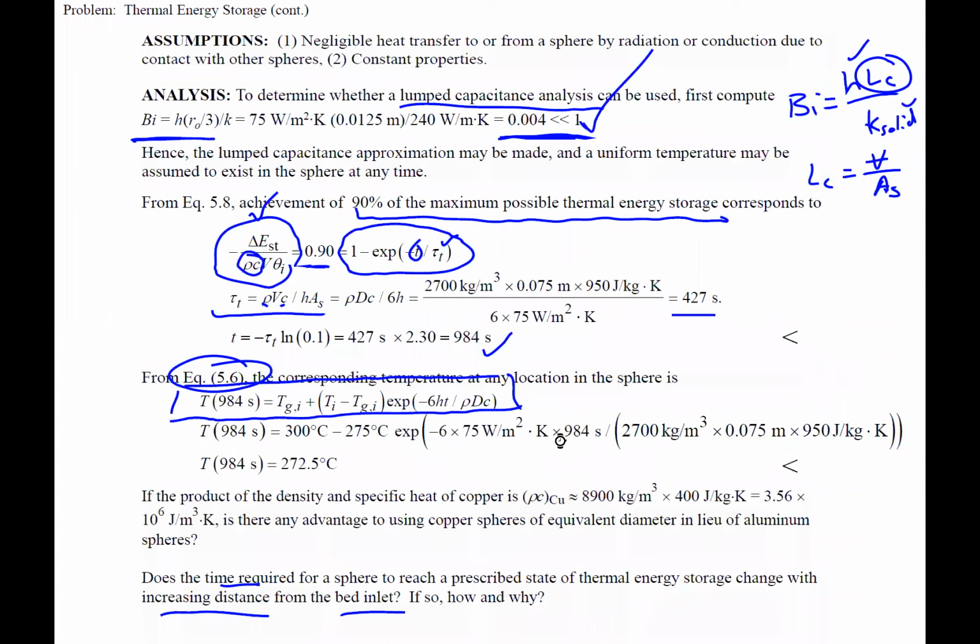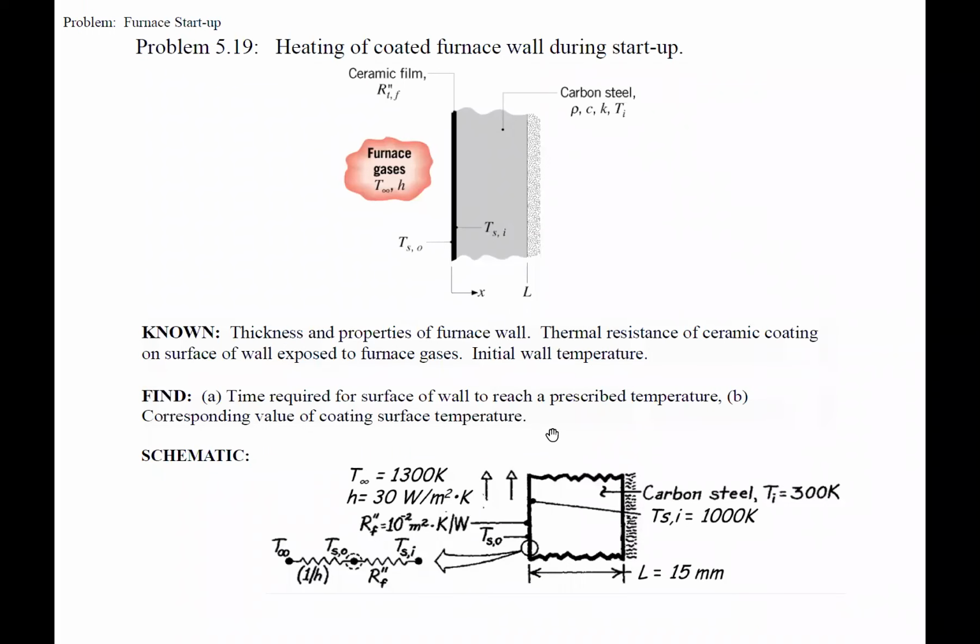All right. So another question. We have 5.19. A plane wall of a furnace is fabricated from plain carbon steel.